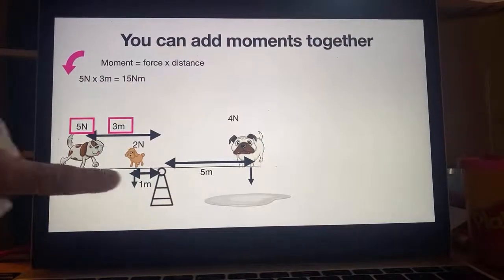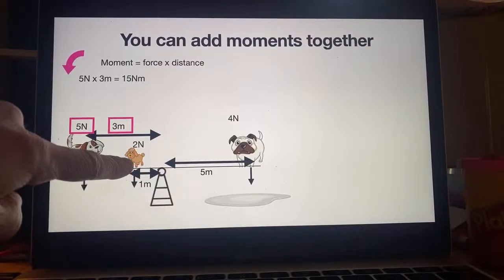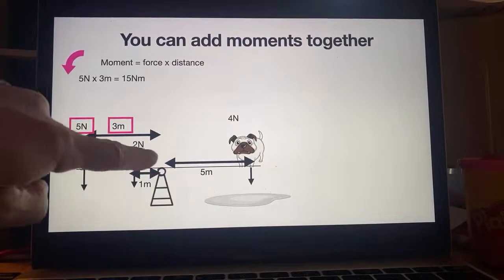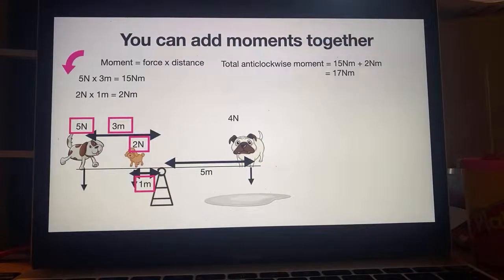But to find the total anti-clockwise turning force, you've got to take this little person into account as well. Not person, you know what I mean. So you've got to do their little weight of 2 newtons times the 1 meter that they are away from the pivot, which is 2 newton meters of moment, and then you've got to add those together. So the total anti-clockwise moment on that seesaw is 15 newton meters plus 2 newton meters, which is 17 newton meters.